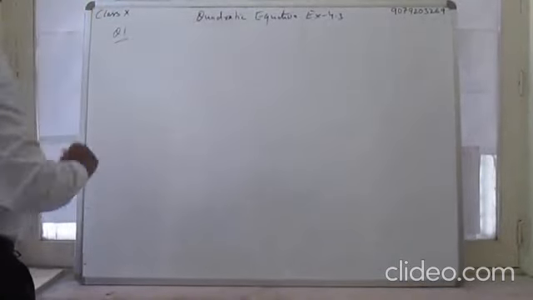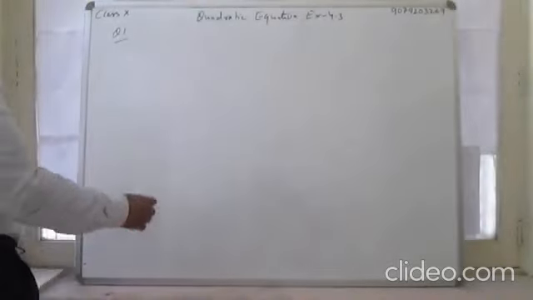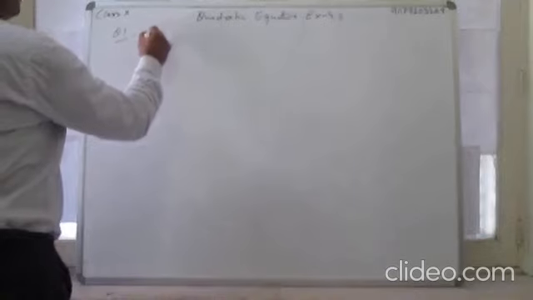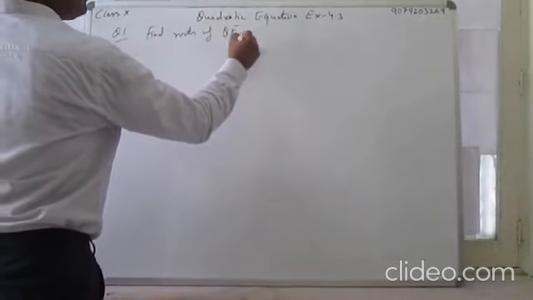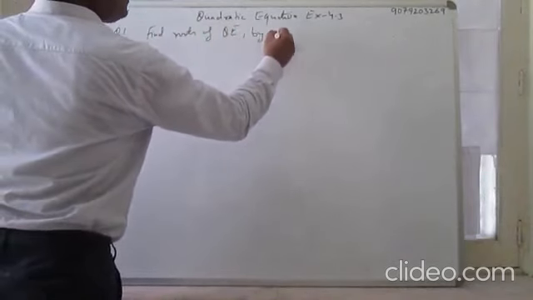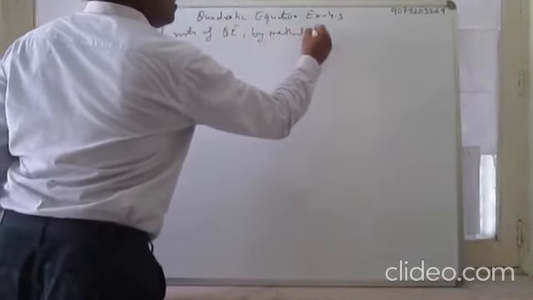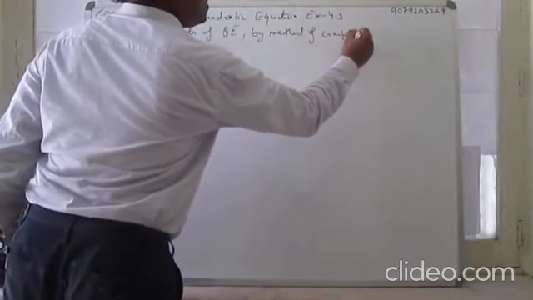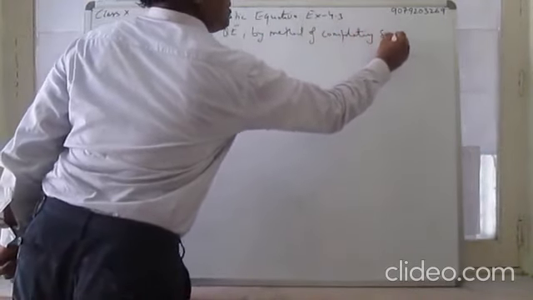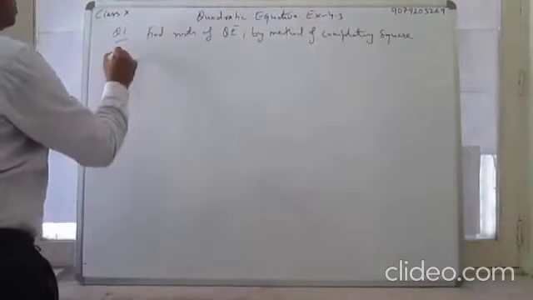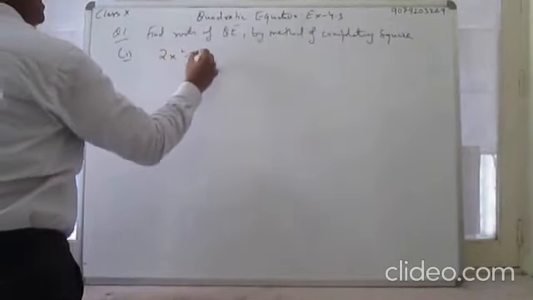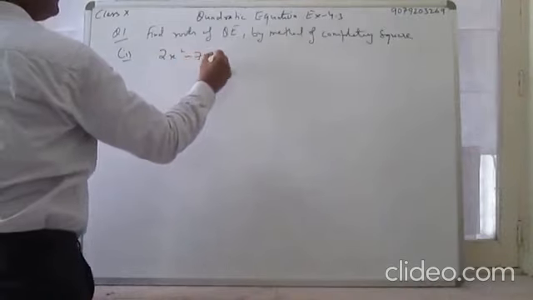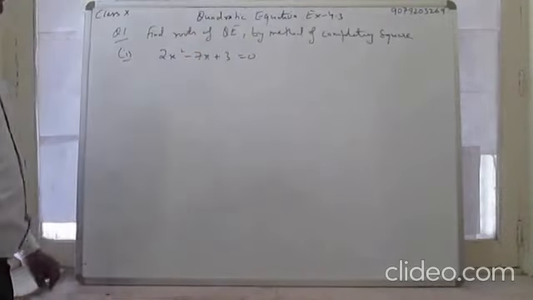Question number one: find the roots of the quadratic equation by the method of completing the square. First part, 2x square minus 7x plus 3 is equal to 0.